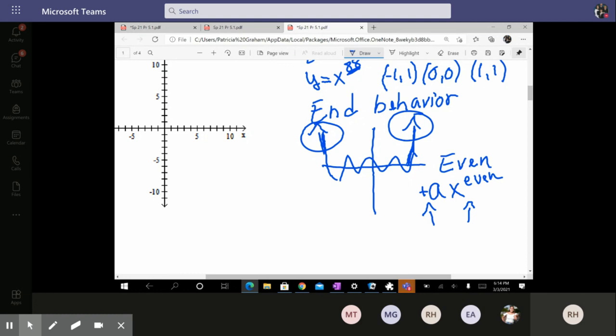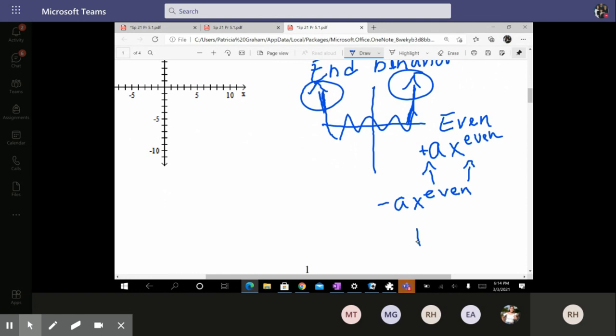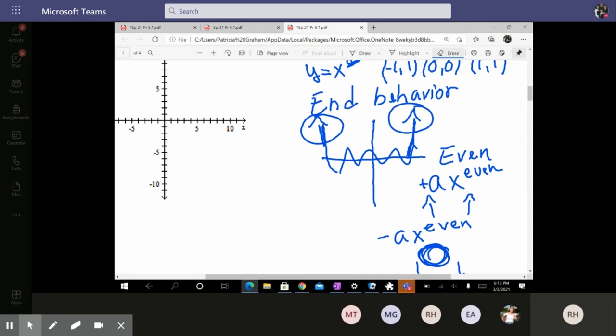And if it's even and I have a negative a, then what is that end behavior going to look like, guys? No matter what it's doing in between there, in the end, on both sides, the arrows are going to be going down. All right, we'll look at that a little bit more right now.